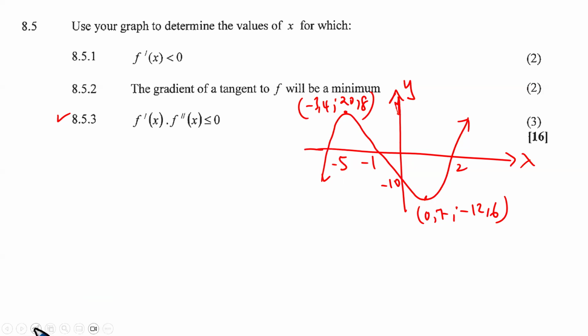Now we're here. This is the graph of the function f, but the derivative of it is the slope of it. Because it's steeper here, the slope is positive. Here it is going down, so it's a negative slope. These are slopes, gradients, the derivatives. The slope is positive here because it's going upslope. Use your graph to determine the values of x for which f prime of x times f double prime of x is less than or equal to 0.